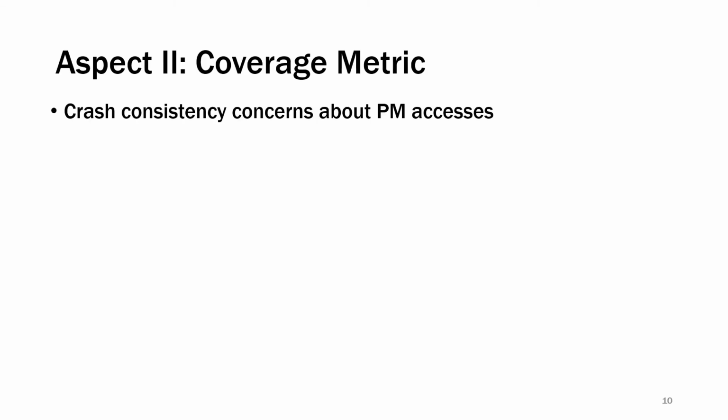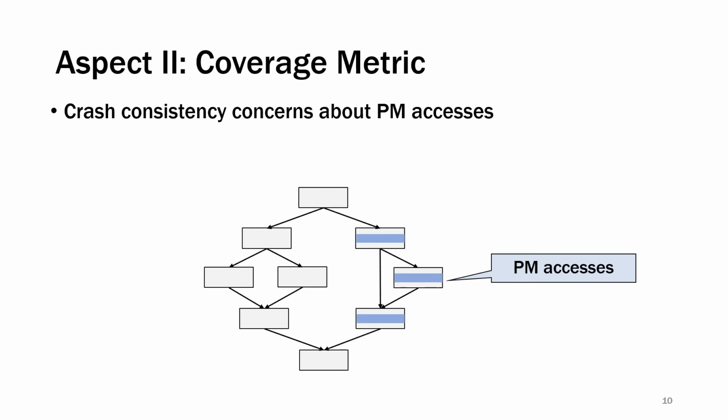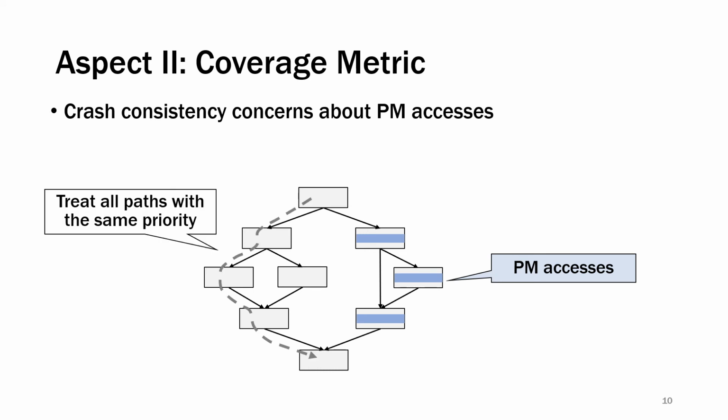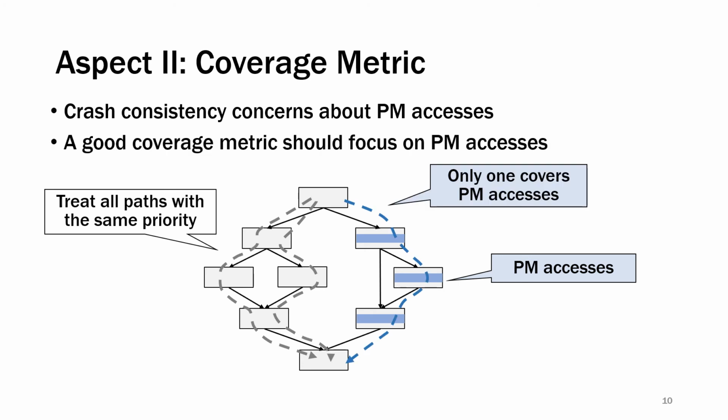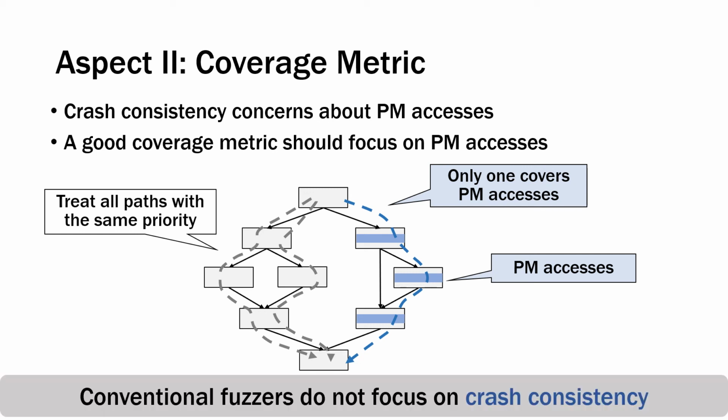The second aspect is the coverage metric. We know that crash consistency is concerned with PM accesses that maintain the persistent state. Here is a control flow graph with PM accesses labeled. If we use a conventional fuzzer, it will treat all the paths with the same priority, but only one of them covers PM accesses. A good coverage metric should be focused on PM accesses. Therefore, conventional fuzzers do not focus on crash consistency, which is what we mostly care about.